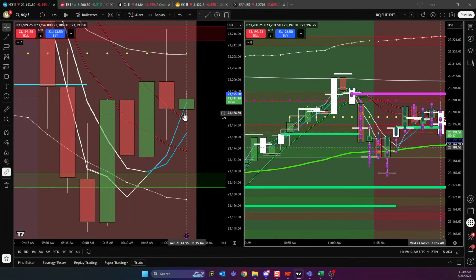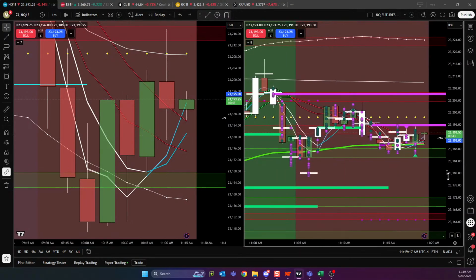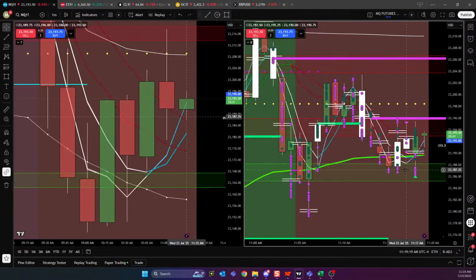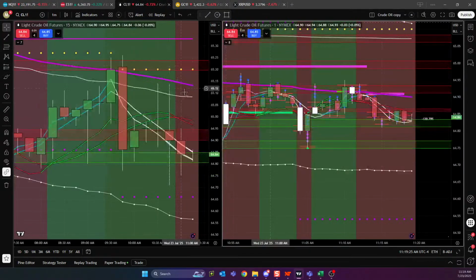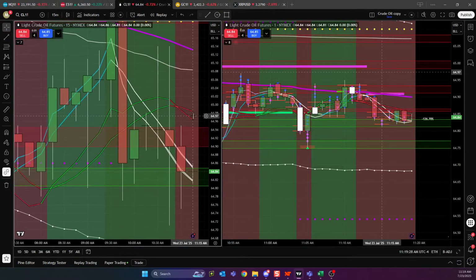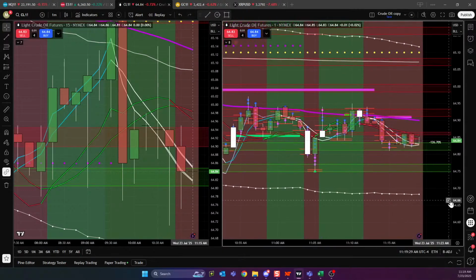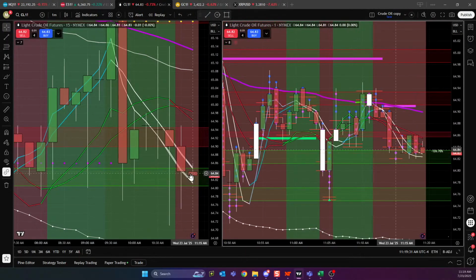Strong side of the triggers, coming from the zone. Just nowhere to go. Not yet. What's crude oil doing? Trend is decidedly down. Area is definitely up. Transition side. Hurry up and wait.